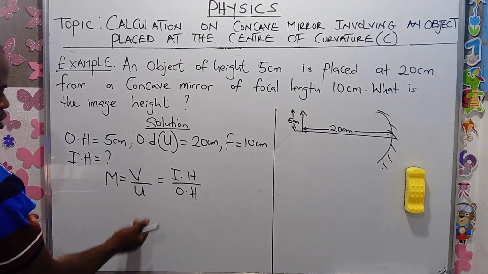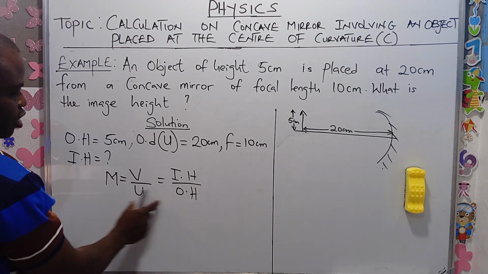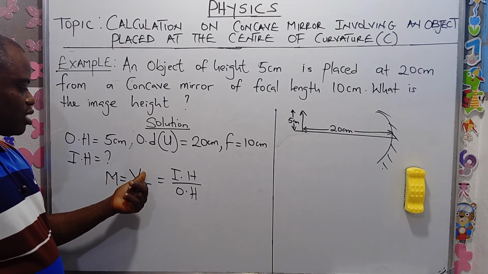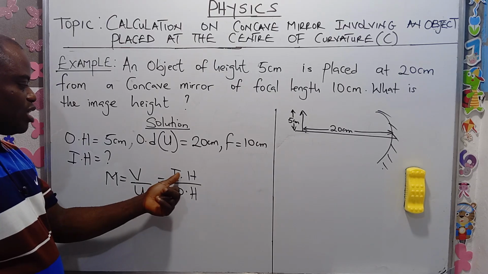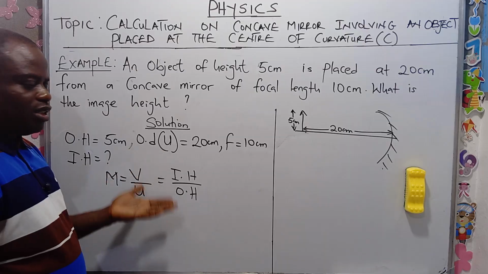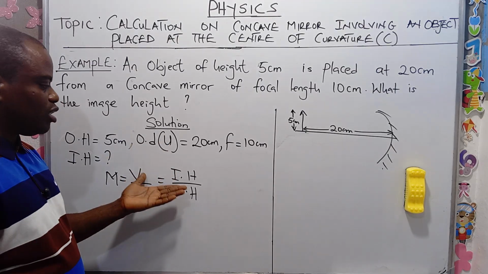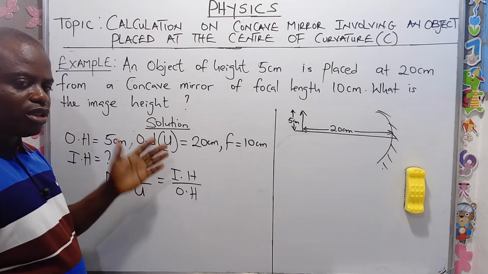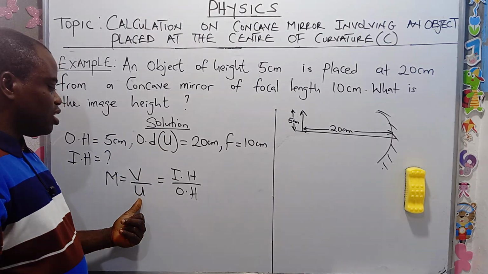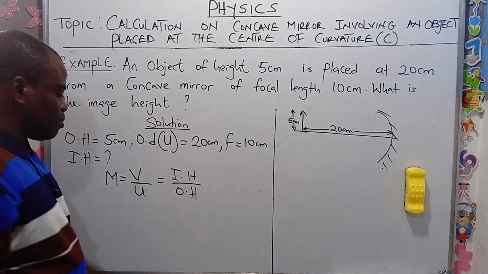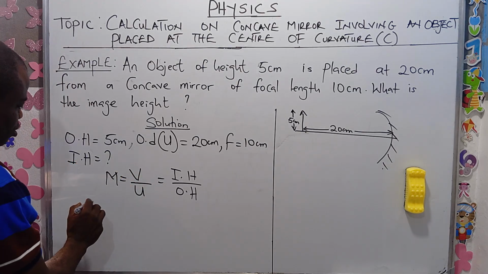These two expressions, these two fractions, you can relate together, because magnification is equal to image distance over object distance equals image height over object height. Always know that the image is always at the top: the image height is at the numerator, while the image distance is also at the numerator. Don't make the mistake of taking the object distance to the numerator. No, image is always at the numerator. Now let's use the mirror formula.